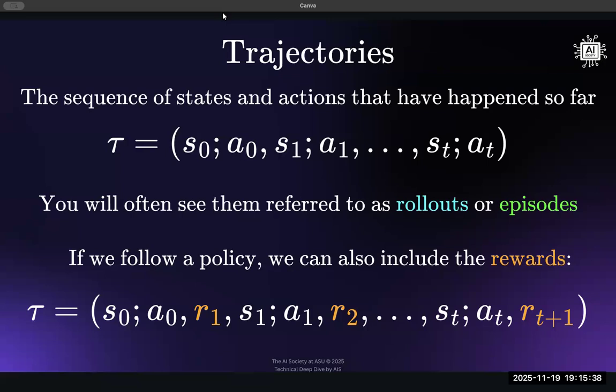But we can also include the rewards that we obtain. So at S0, we take action A0, and then we get a reward at the next time step. So we have to wait until the next time step, until time equals 1, to get the reward. And so we have to wait until the next time step, so t plus 1. So if we're in t, we get the reward in the next time step.